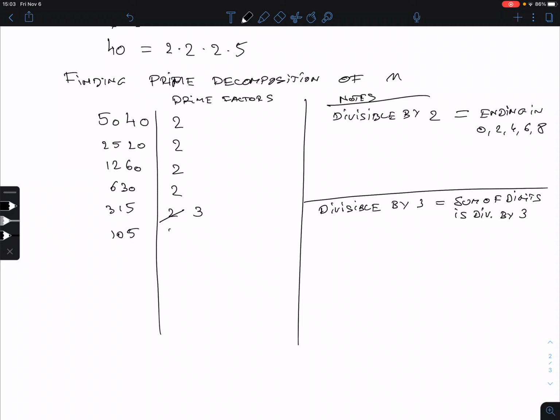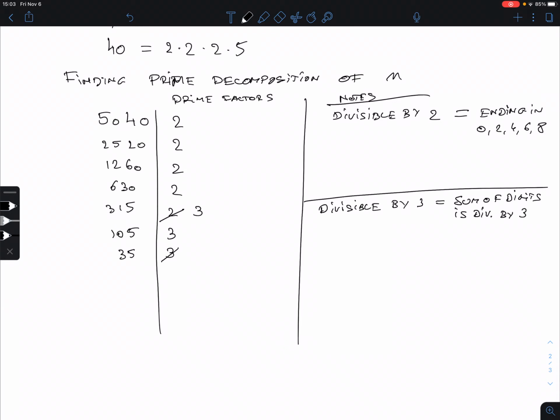So the next number, I know 2 is not going to be there anymore. We are done with 2, so I keep looking at 3. Is this number divisible by 3? Remember what I said on the right hand side here. The answer should therefore be yes, because the sum of the digits is 6. So if I divide this by 3, I get 35. Is this divisible by 3? The sum of digits is 8, so no.